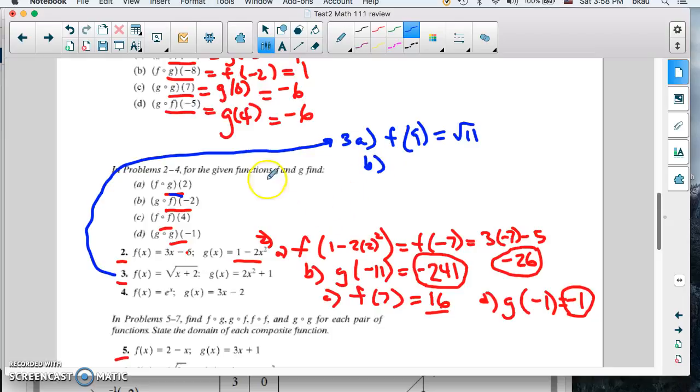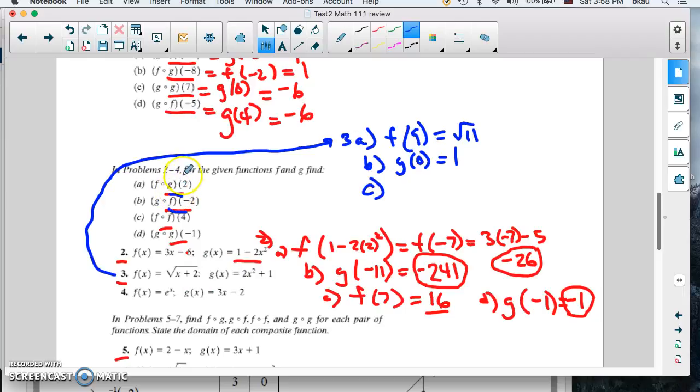Part B. We're going to do f of -2, so we're going to put -2 in here. That's 0, the square root is 0, so that means we're going to do g of 0, because that's our answer. If we put 0 in here, we get 0 plus 1, so we get 1.